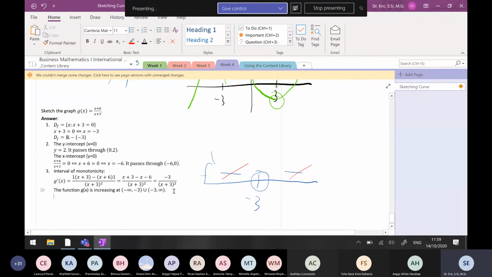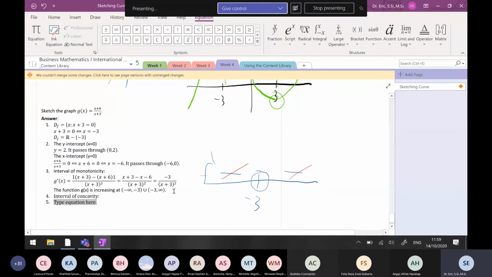No relative minimum, so I don't write this. Interval of concavity. For the interval of concavity, I have to find g double prime of x. Oh, interesting.